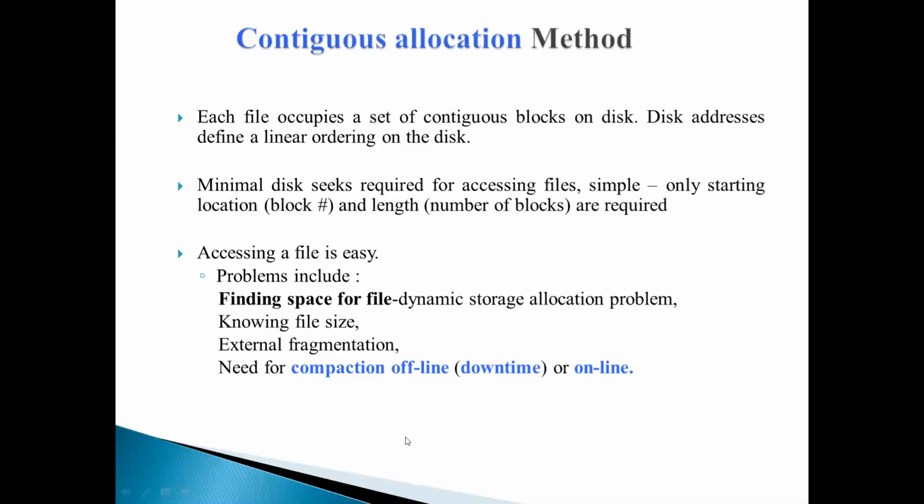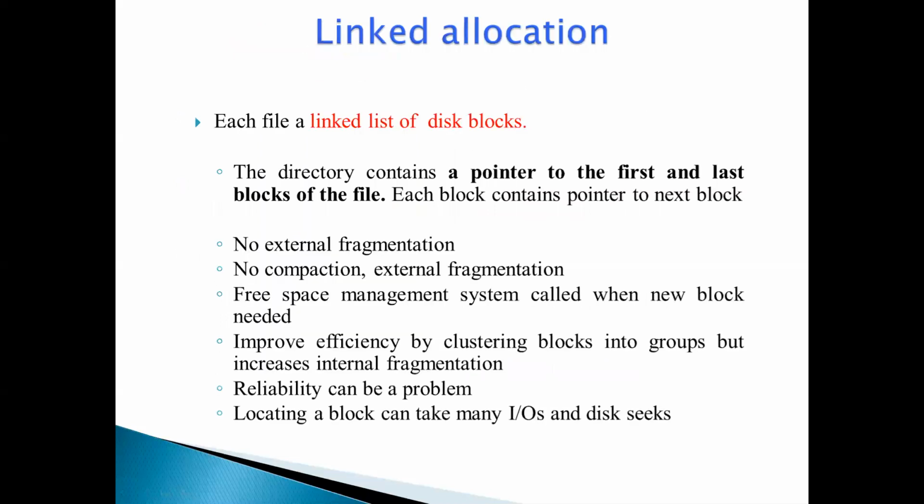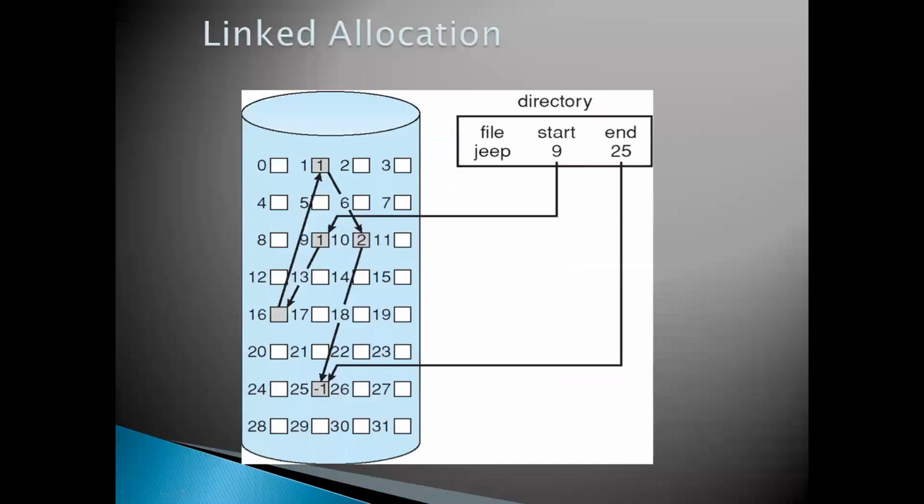So that is about contiguous allocation method. The next type of allocation method is linked allocation. In the contiguous allocation method, we had some problems, like the external fragmentation problem. So in order to avoid that, we have this linked allocation method. It solves the problems of external fragmentation. Now just to see this diagram.